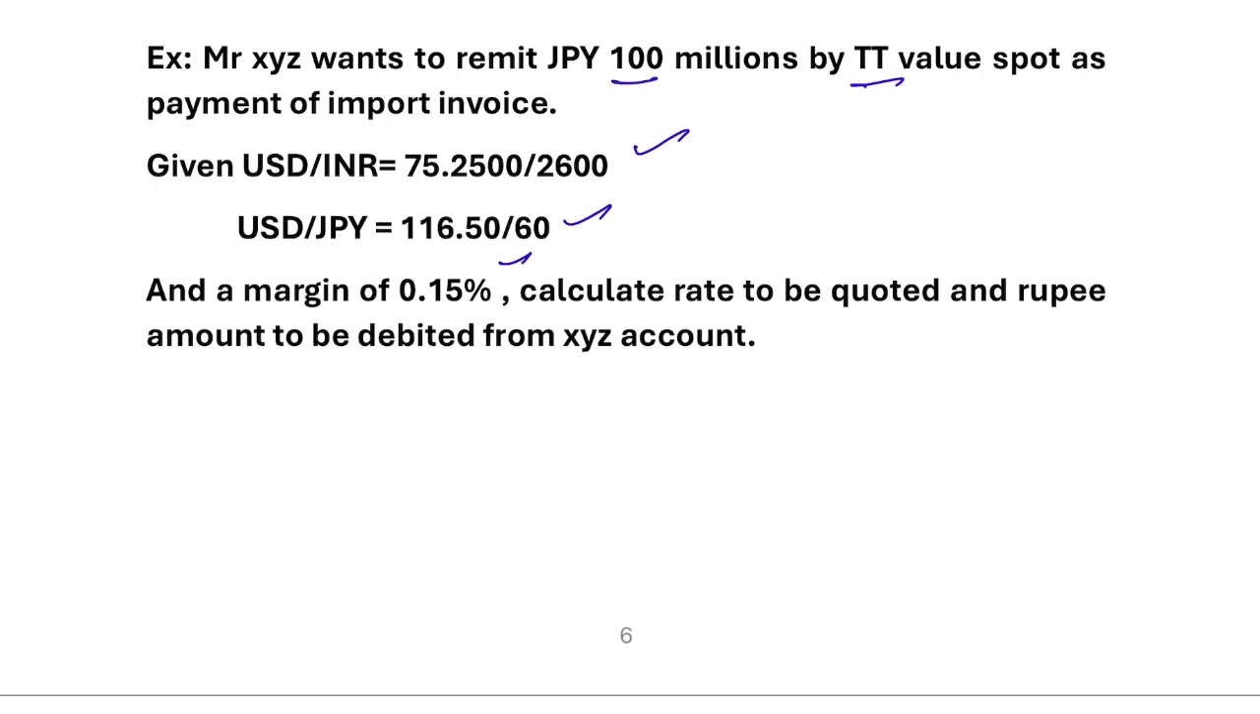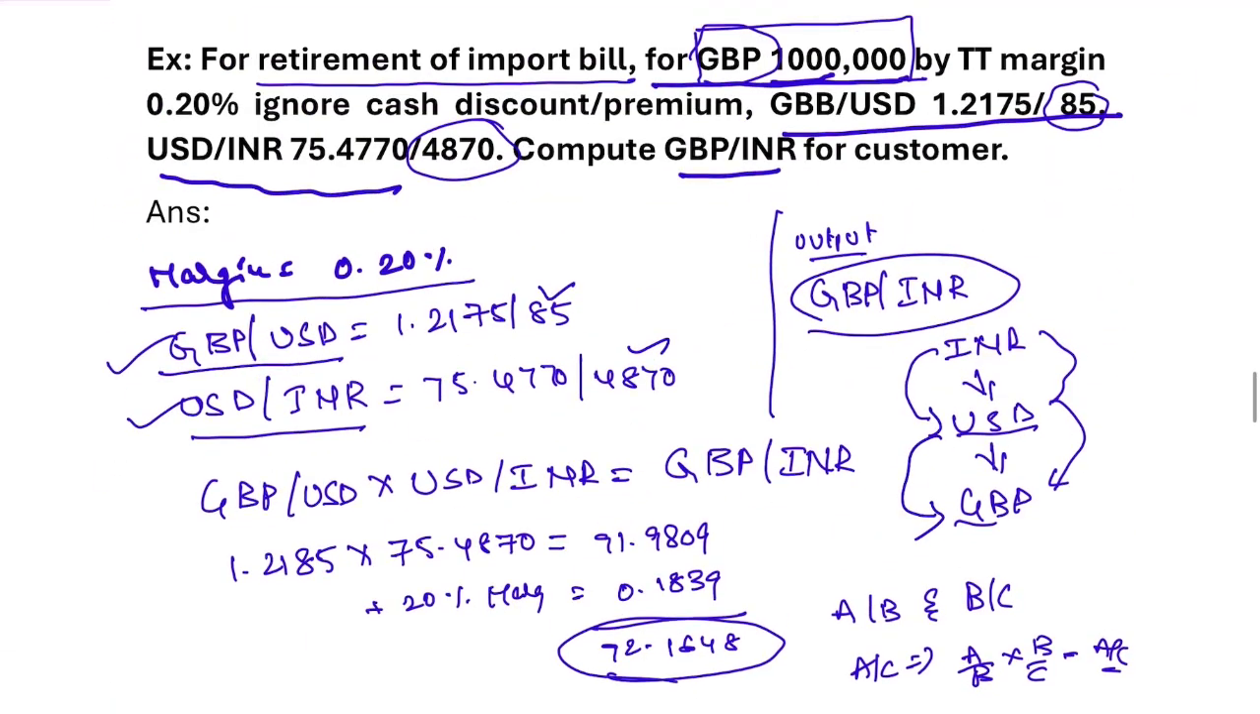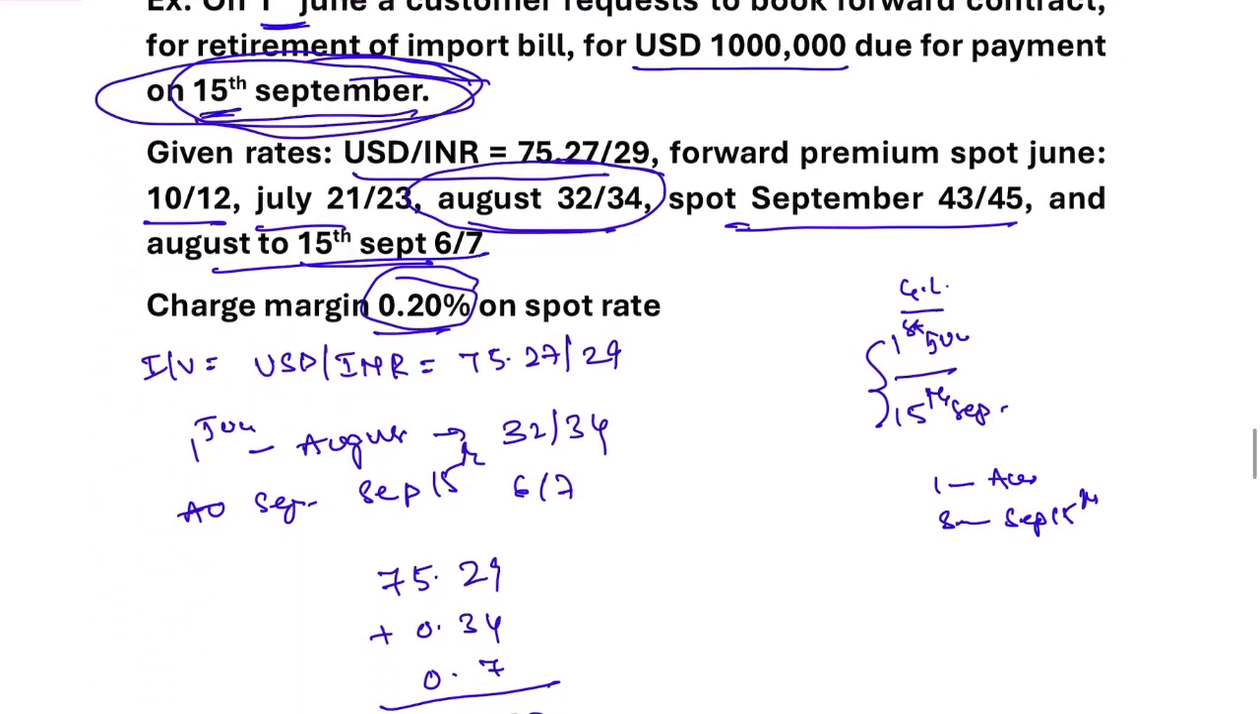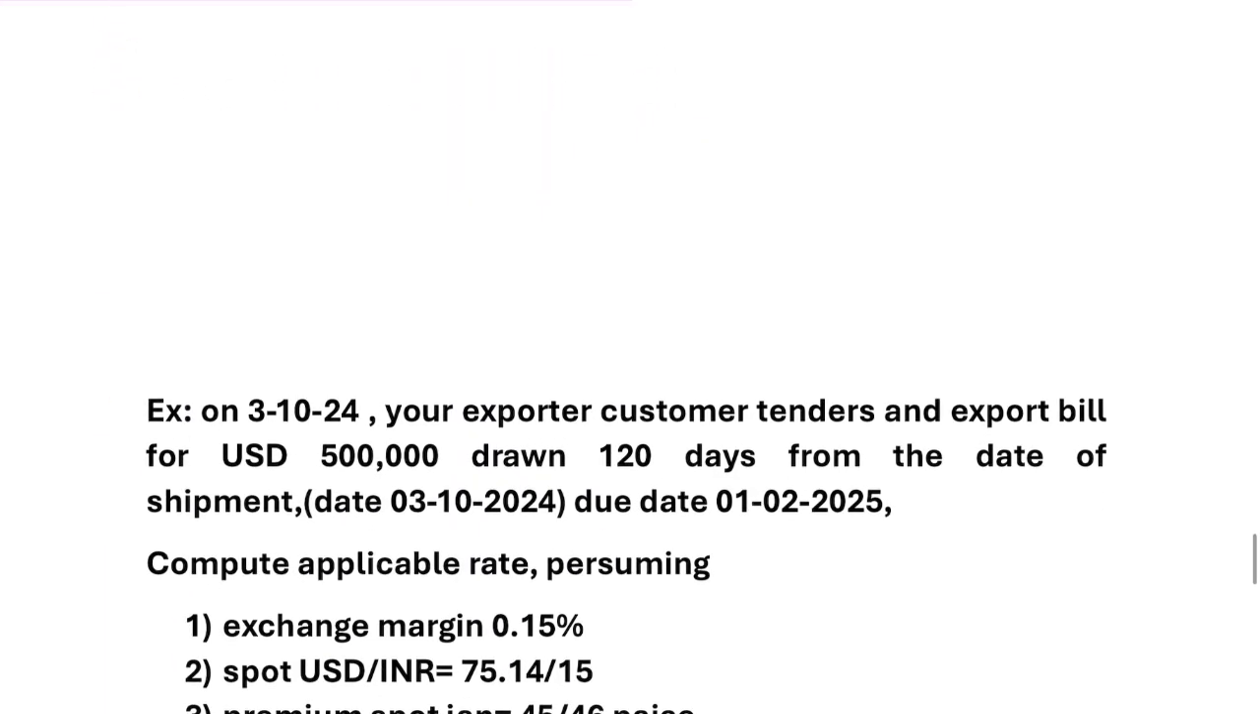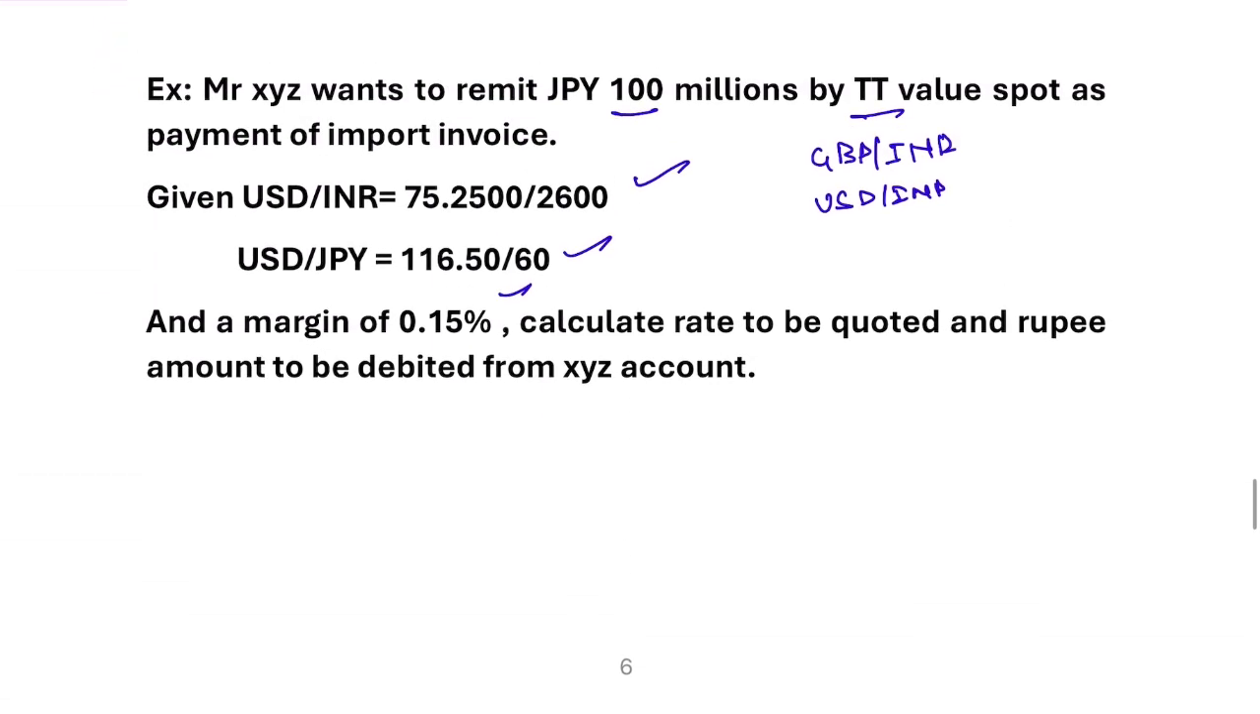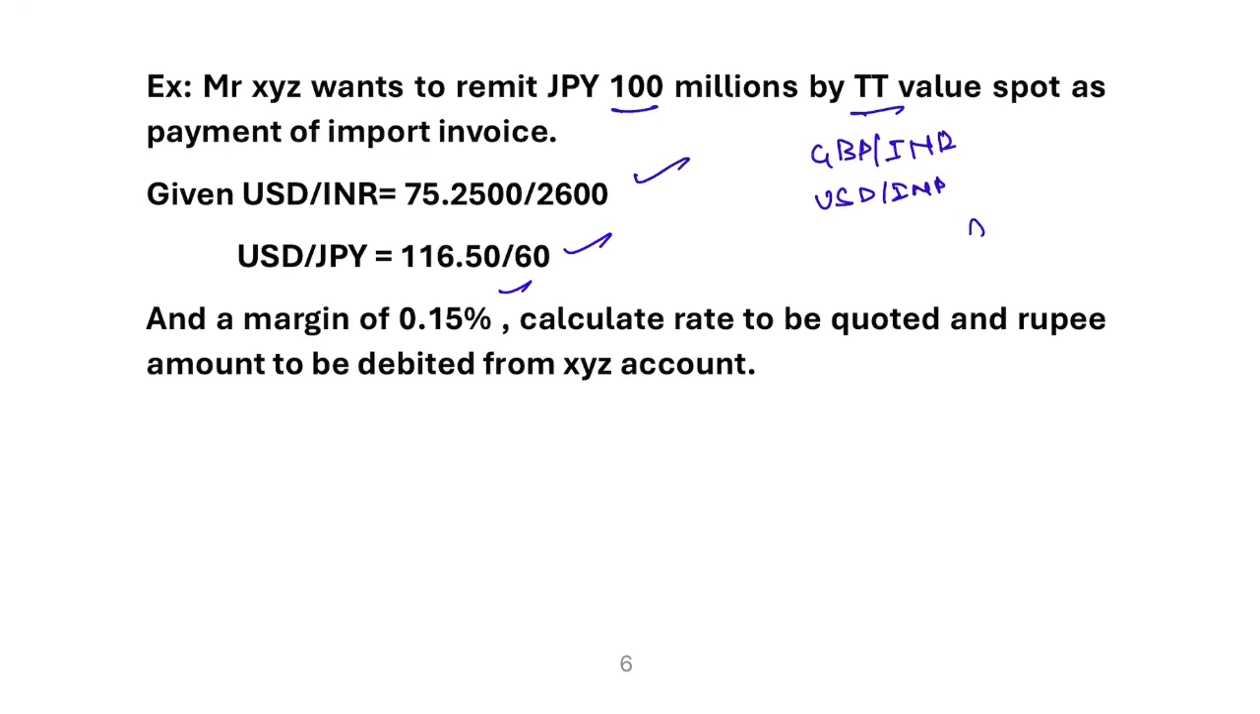A similar problem we have solved earlier. He has given GBP by USD and USD by INR, and he asked GBP by INR. But here, let me take one example from your 10th class mathematics. Given A by B, B by C, we need A by C. So we will do A by B.